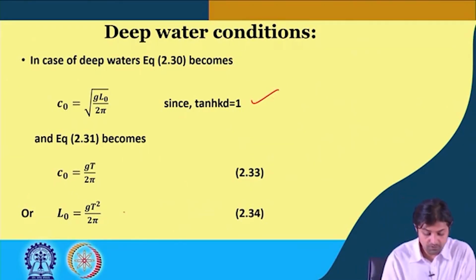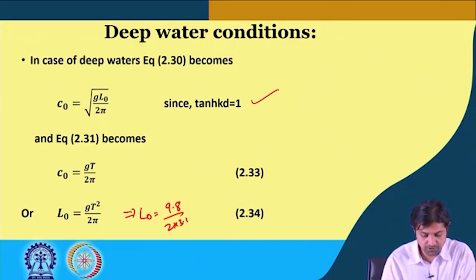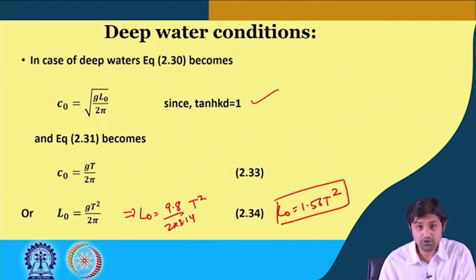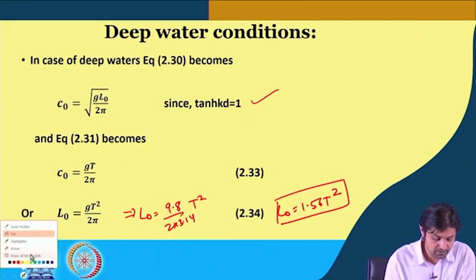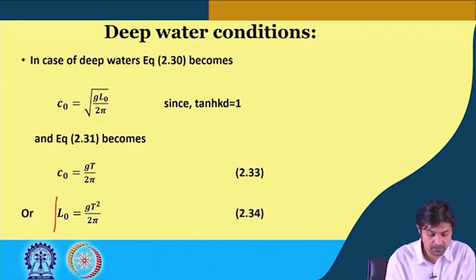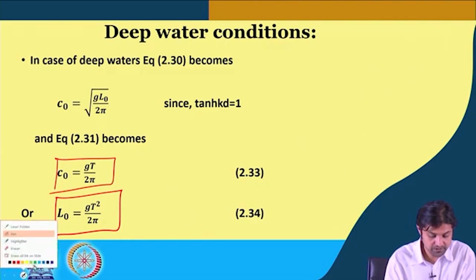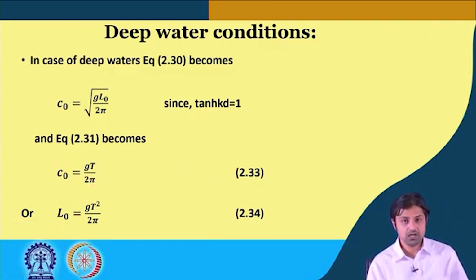Or we can also write L naught is g by 2 pi, which is 9.8 divided by 2 into 3.14, into T squared, or L naught can be written as 1.56 T squared. So, in deep water, if we know the time period of the wave, wavelength can be simply derived as 1.56 times T squared, a very important result. Also the wave speed C naught is gT by 2 pi, which is 1.56 into T. You see how we have applied the findings to the case of deep water.